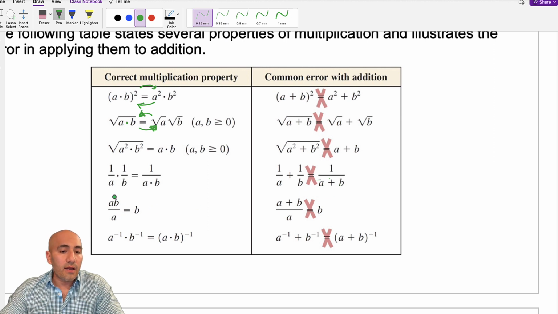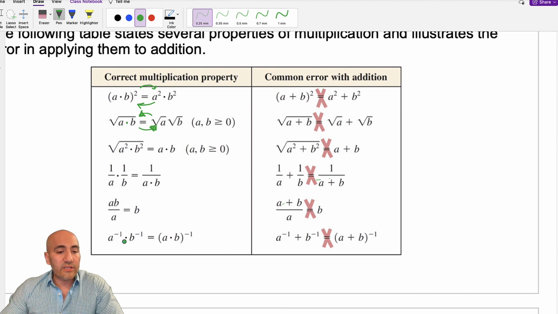Good. In this case, we have a times b divided by a, and that does equal b, right? So here the a's have canceled because there's a multiplication there. Again, a common mistake is people cancel these a's and either put a 1 or a 0. Either way, it's wrong. You're not allowed to cancel the a's in a situation like this.